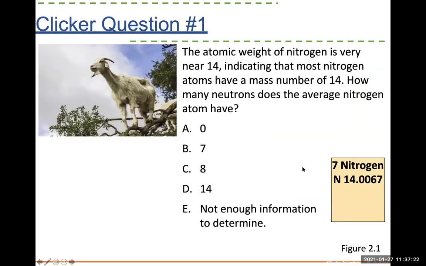Oh, there's a question. The atomic weight of nitrogen is very near 14, indicating most nitrogen atoms have mass number 14. How many neutrons does the average nitrogen atom have?